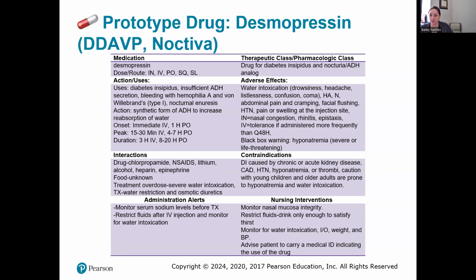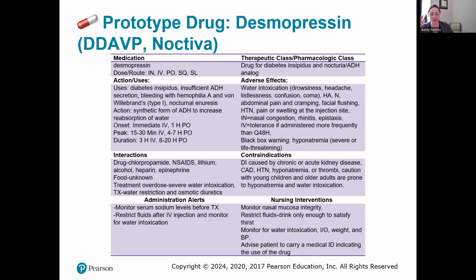water intoxication, which looks like drowsiness, headache, listlessness, which is like I'm not very awake, I'm very lethargic, confusion, and eventually coma. Headache, nausea, abdominal pain and cramping, facial flushing. You can have high blood pressure because if I've taken too much water, we know that can make my blood pressure high, right? Hypervolemia. And pain or swelling at the injection site, if it's an injection, right?